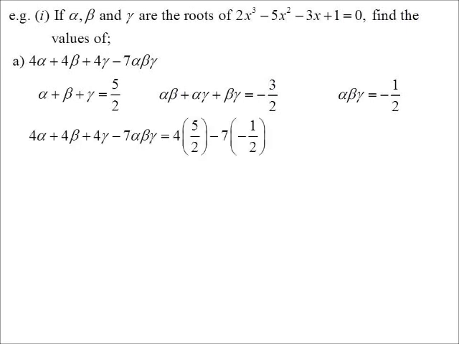They've asked me for 4 lots of alpha plus beta plus gamma, so that's 4 lots of 5 on 2, minus 7 lots of alpha beta gamma, so 7 lots of minus a half, which is 27 on 2.